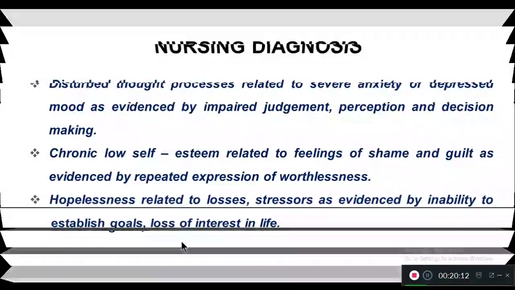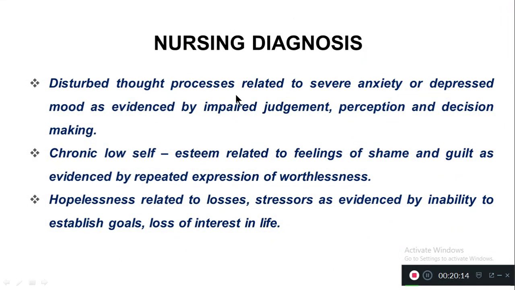The next common nursing diagnosis is disturbed thought process, because the patient may have psychotic features related to anxiety or depressed mood, as evidenced by impaired judgment, perception and decision making. So write the nursing interventions which can help the patient change his abnormal thought process, like cognitive therapy. We have seen various techniques. Whatever techniques we can use to change the thought process, we can write here.